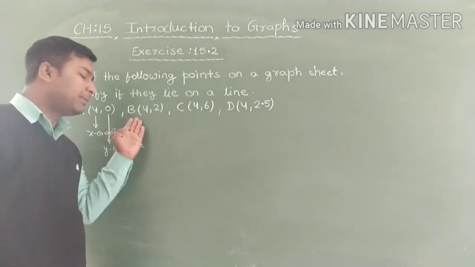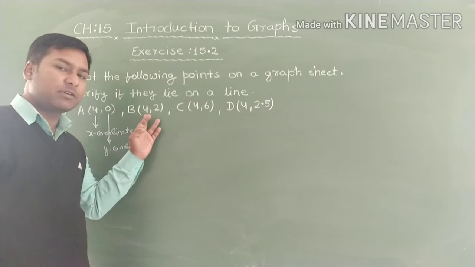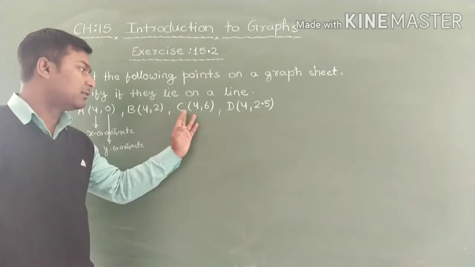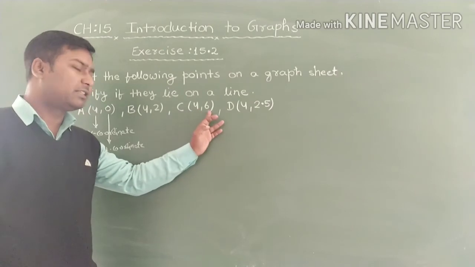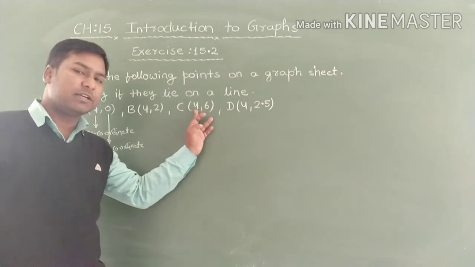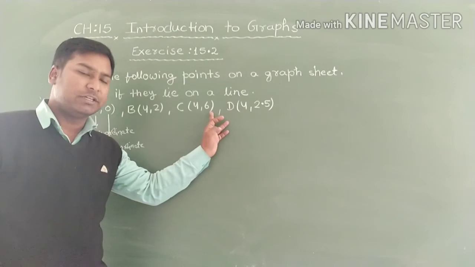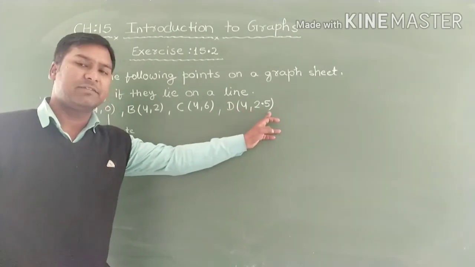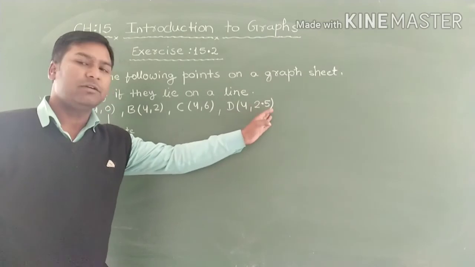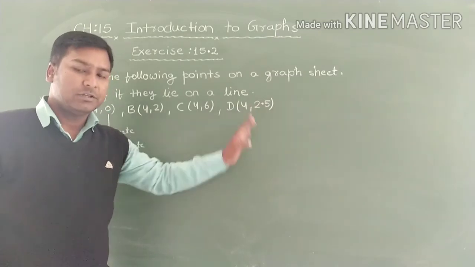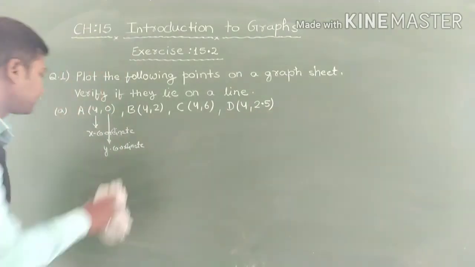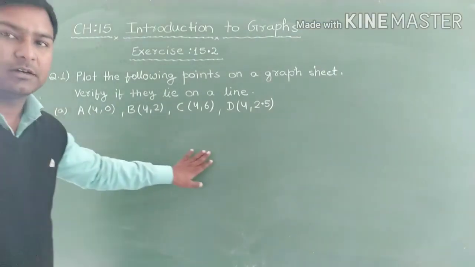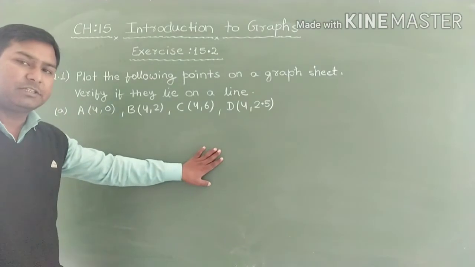Similarly, at point B, 4 is the x coordinate and 2 is the y coordinate. And at point C, 4 and 6 is given. So 4 is the x coordinate and 6 is the y coordinate. Similarly, point D, that is 4, 2.5 is given. So this is x and this will be the y coordinate. Okay. So let's see how we can draw on the graph sheet.